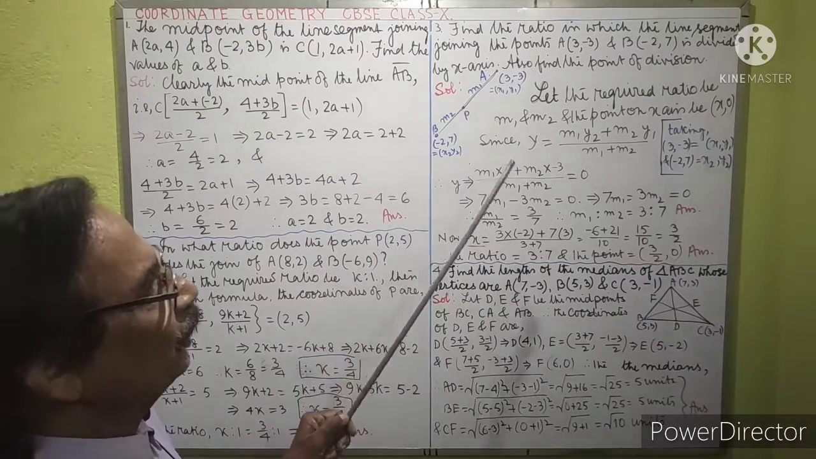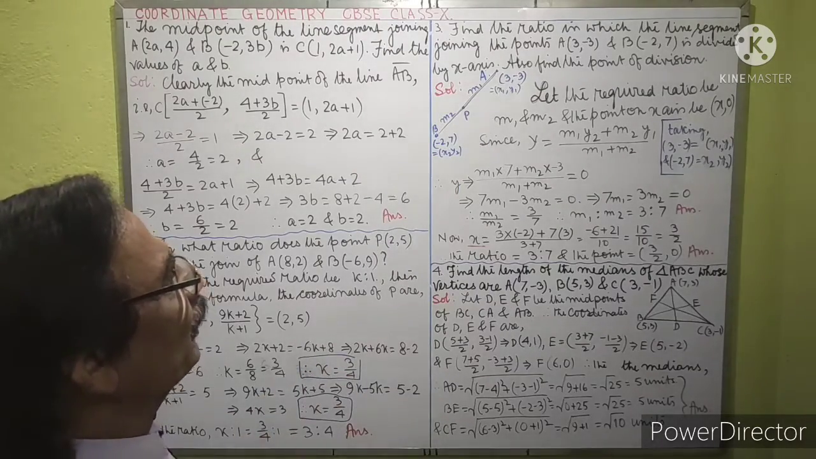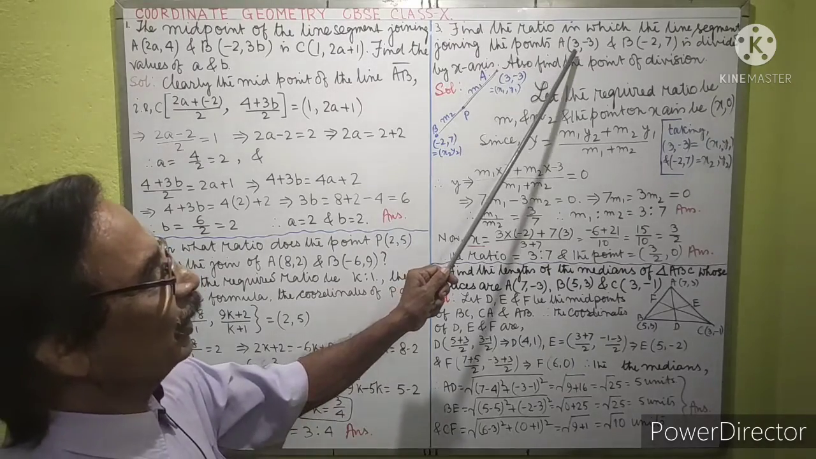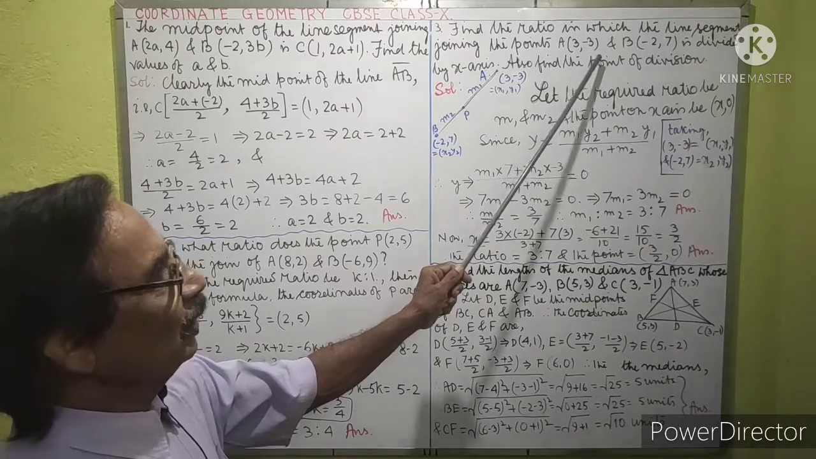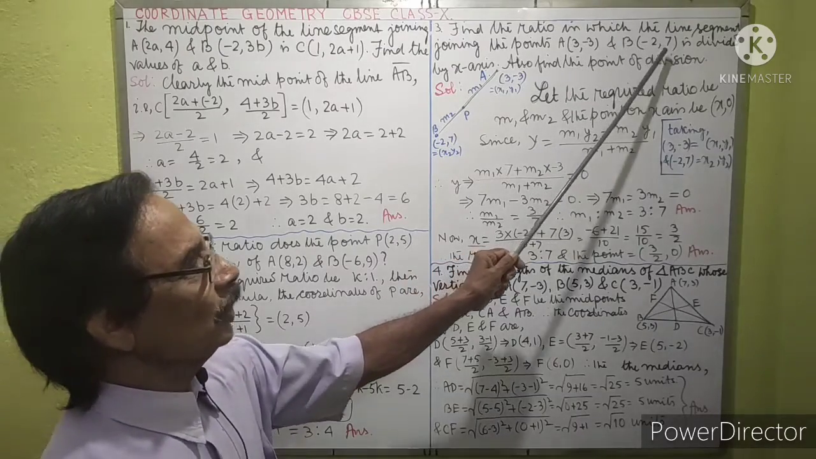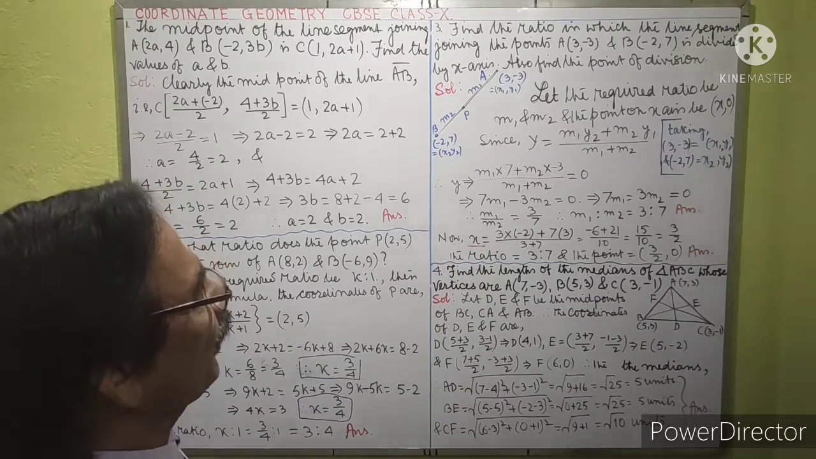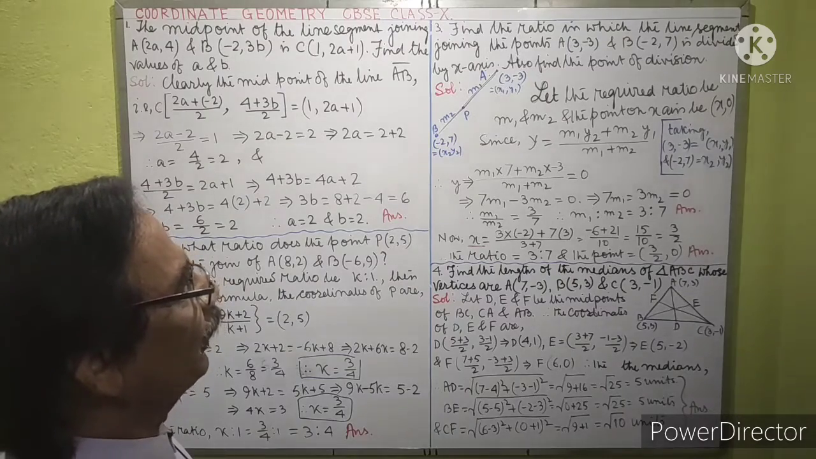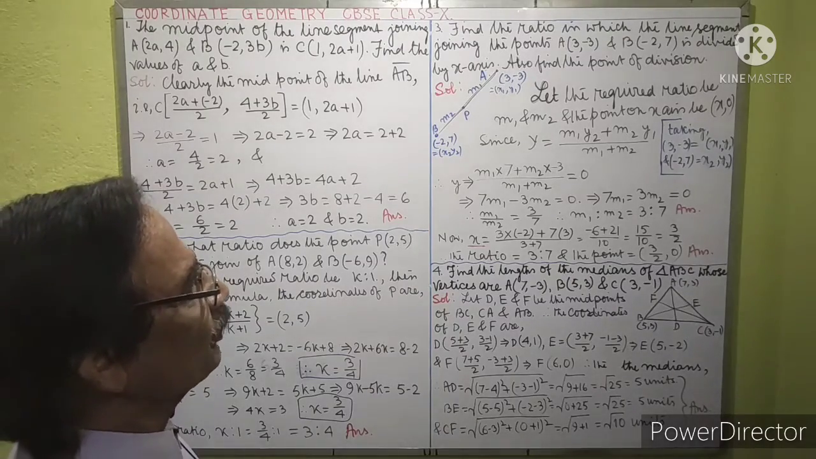Now, question number 3. Find the ratio in which the line segment joining the points A (3, -3) and B (-2, 7) is divided by the x-axis, and also find the point of division.